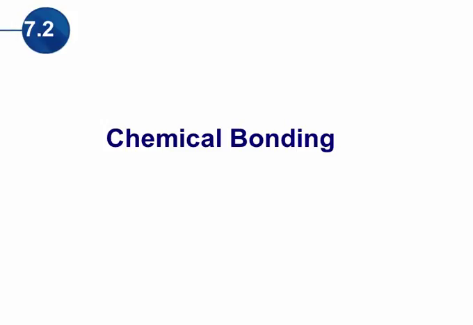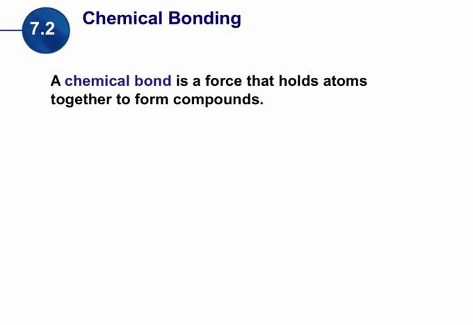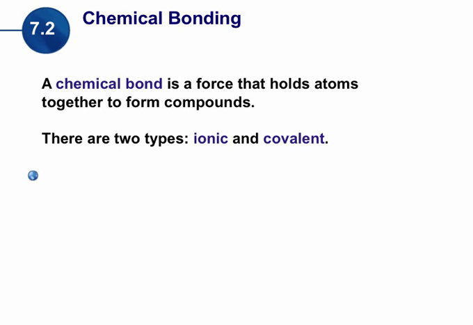So let's look at chemical bonding. Chemical bonding is really just the force that holds atoms together to form compounds. Every time we have a compound, what's keeping the atoms together, the glue, if you will, is a chemical bond. And these chemical bonds come in two forms. They are either ionic or covalent.